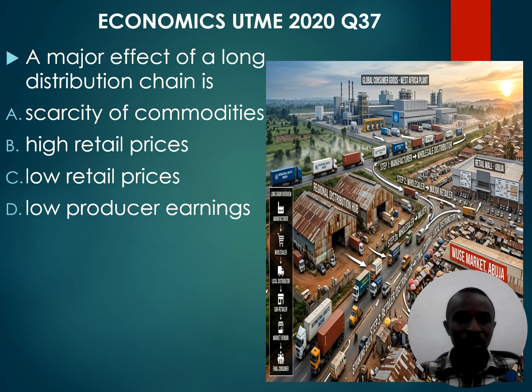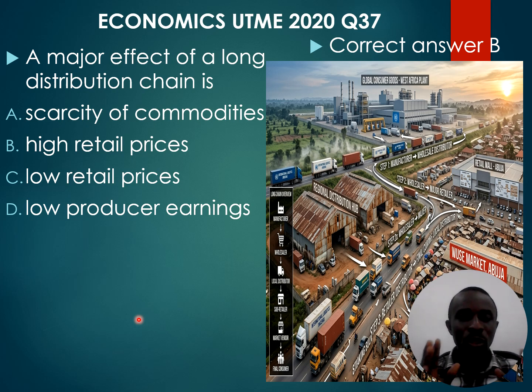Question 37. A major effect of a long chain of distribution is that it will lead to high retail prices. Before the goods move from the production center, that's from a factory, let's take for example in Abuja here, before it moves to other states in Nigeria, it will go through the wholesalers, different wholesalers, then get to the retailers before it will eventually get to the final consumer. So that will cause high retail prices.